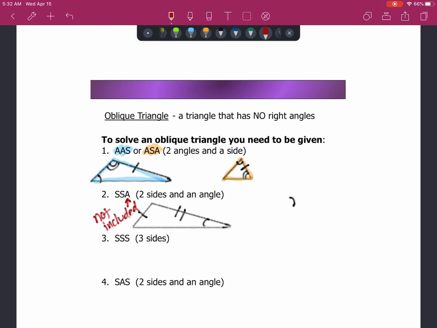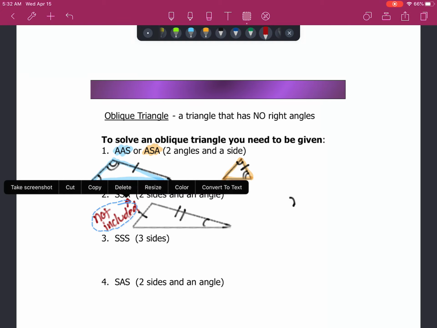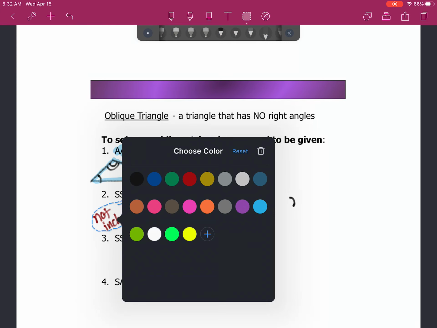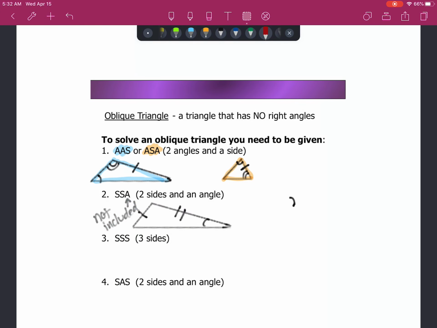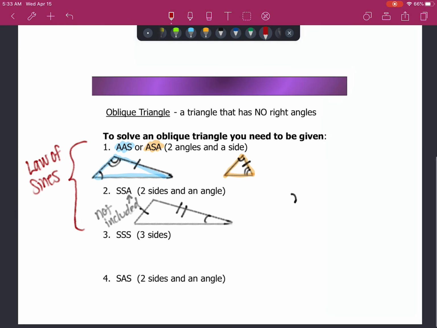So number 1 and number 2, remember, those are law of sines. Let me change this color because I want to be consistent. I used red to say law of sines. So I'm going to do that here. If you are given information that fits into number 1 that makes your triangle look like number 1 or 2, not picturesque, but angle, angle, side, angle, or side, side, angle, that would be law of sines that you would be using to solve the triangle.